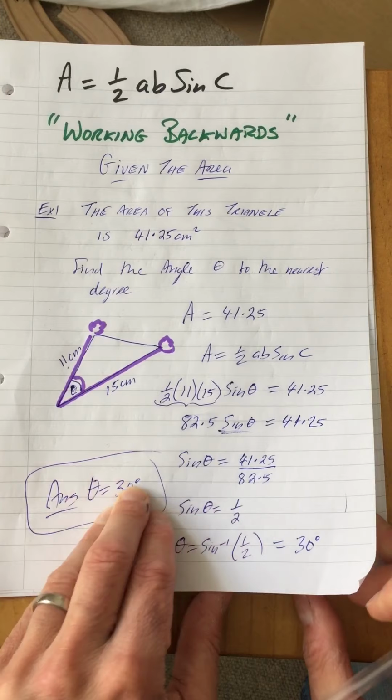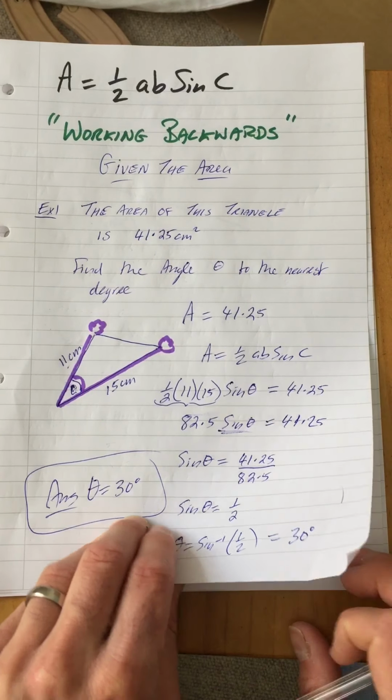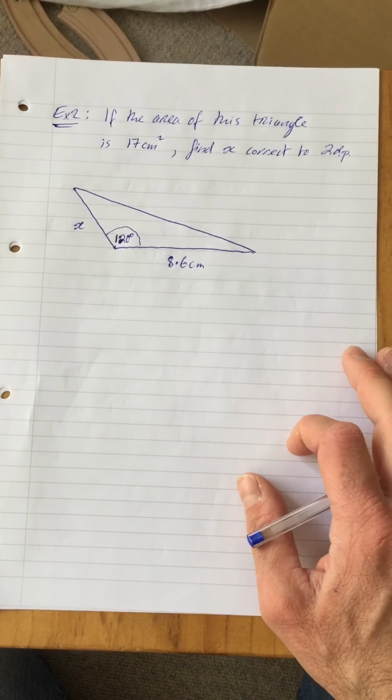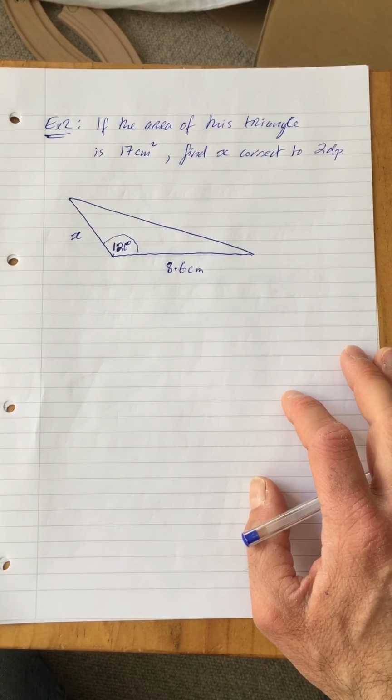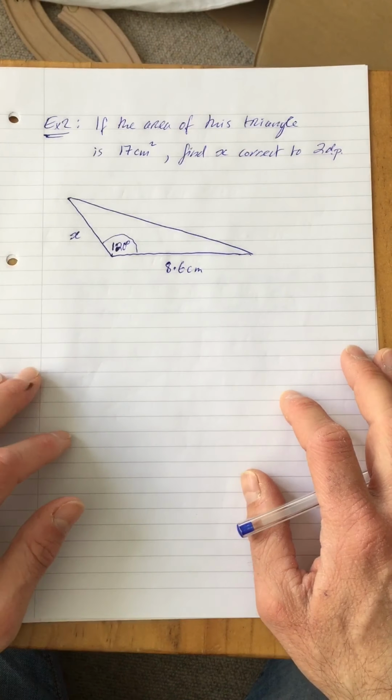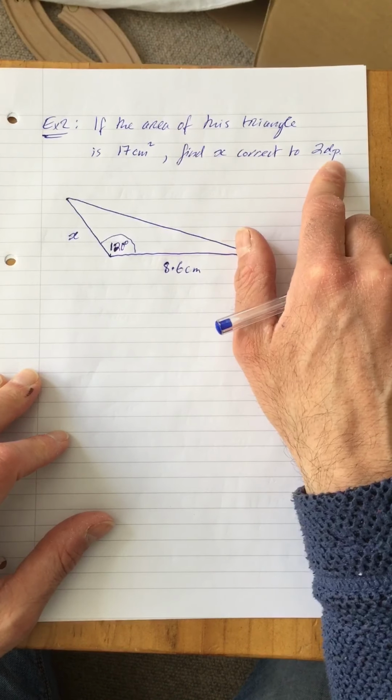Okay, we're working backwards with the area formula in trigonometry. We did a first example, we got an answer of 30 degrees. Second example: if the area of this triangle is 17 centimeters squared, find x, correct to 2 decimal places.